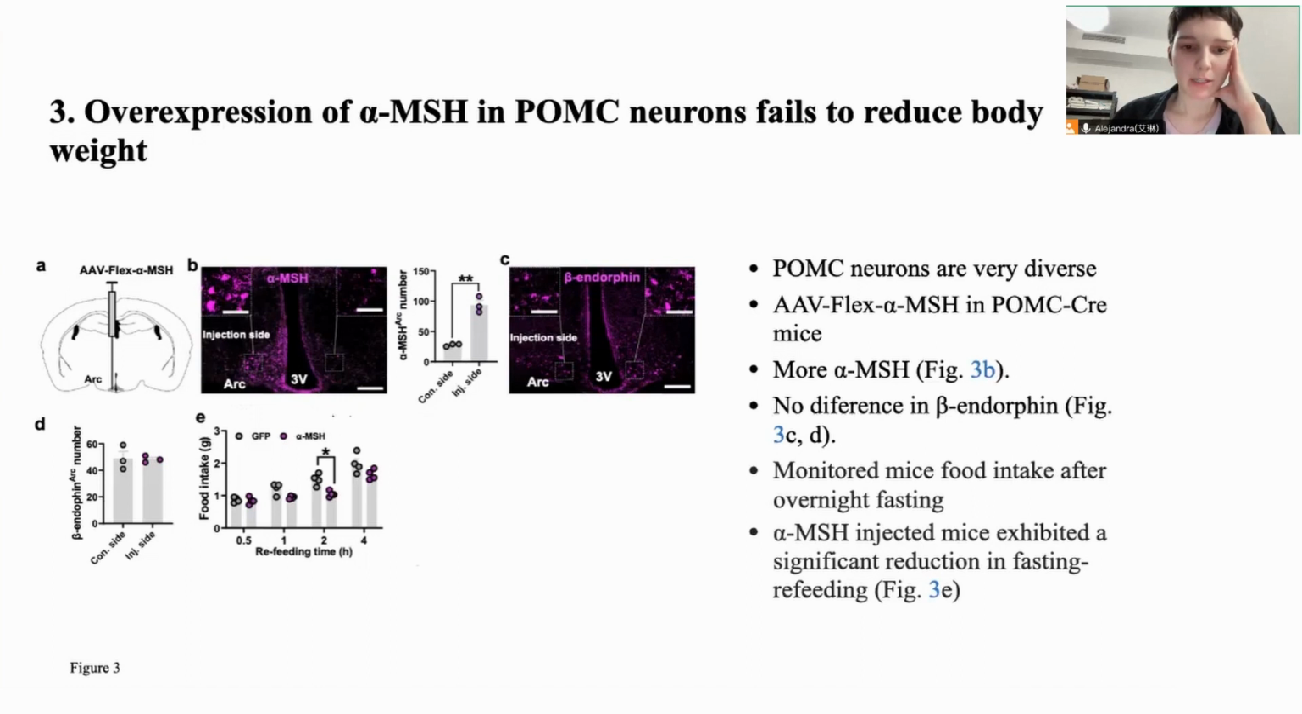For the in vivo experiment, they performed the bilateral injection and they monitor food intake after overnight fasting. Compared to the control group, alpha MSH injected mice exhibit a subtle but significant reduction in fasting refeeding. That would be this graph over here, suggesting that alpha MSH overexpression exerts an expected inhibitory action on feeding. But as we can see on figure 3E, the reduction in appetite is only monitored in a short period.